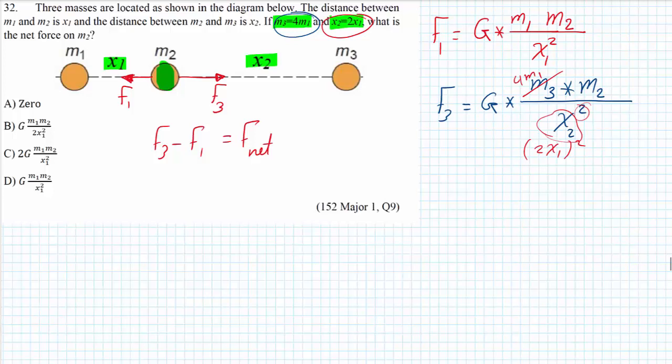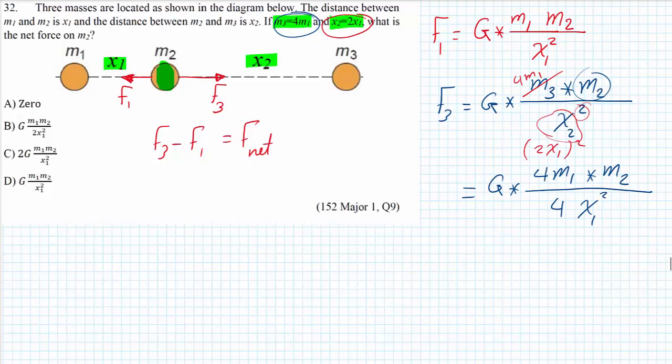So let's substitute and rewrite it again. It's G times 4 times M1 times the second mass, which is M2, divided by x2 squared, which will be 2 times x1 all squared, which we can write as 4 times x1 squared.